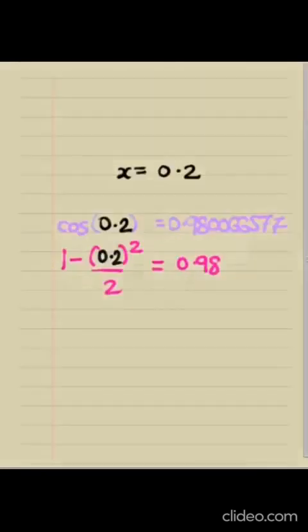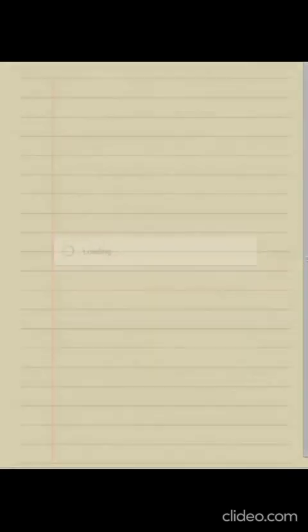And here what I've done is I've put in the value of x as 0.2, and here we have the value of cosine of 0.2 equals 0.980066577. And replacing x equal to 0.2 in our polynomial function, which is 1 minus 0.2 squared over 2, we get 0.98, which is a pretty good approximation. And this is basically one of the ways the Taylor series can help you. So moving on, we're now going to find out how to get to the formula of the Taylor series.